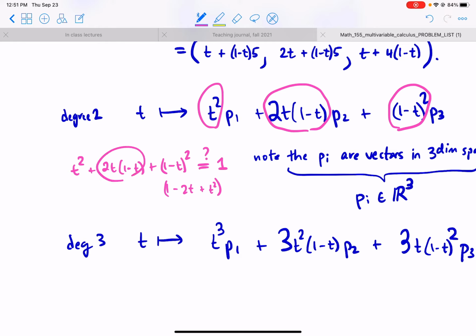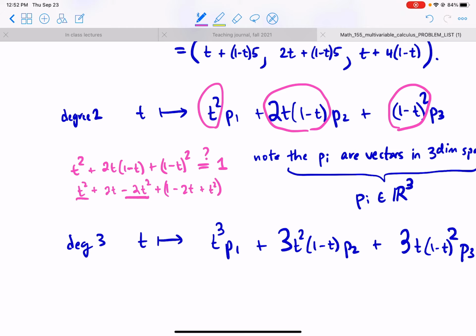Now here, how do I multiply this? I get a 2t and a minus, this is a minus sign, so I get a 2t and a minus 2t squared. And this has a plus sign, so I'll repeat the plus sign. And then I have a t squared and a plus sign. So let's look at this. Here's a t squared, here's a t squared, and here's minus 2t squared. They all cancel.